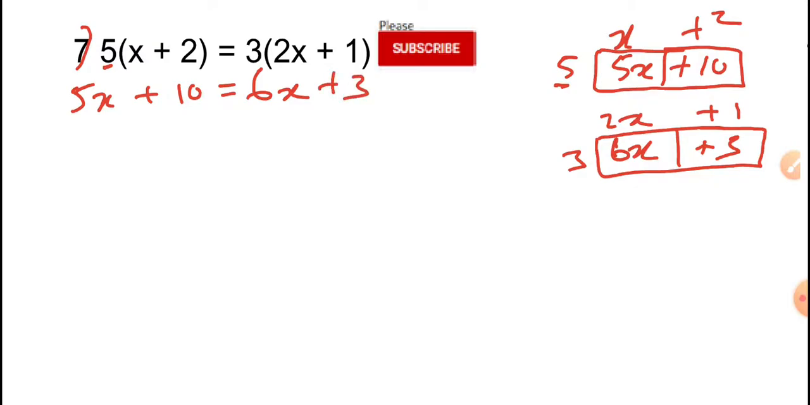Now I ask myself which side has more x's. Obviously the right hand side has more x's with 6x. So that means I do not want any x's on the left hand side. So I have to get rid of the 5x. How do you get rid of 5x? You have to take away 5x.